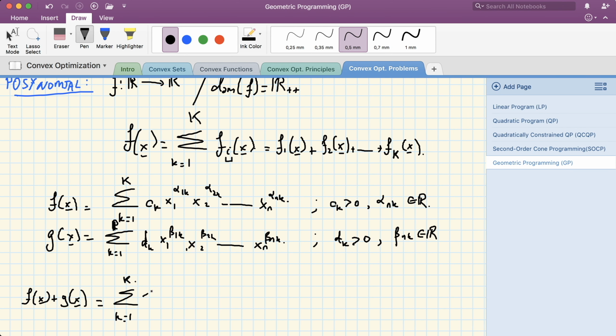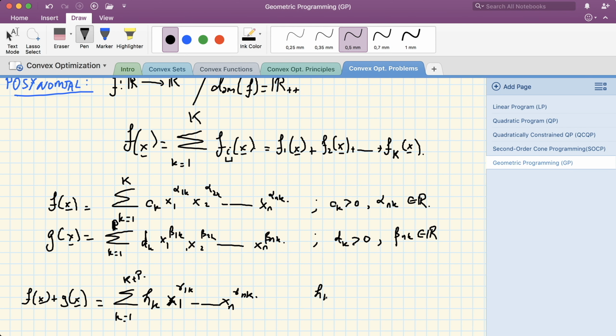Let's say here I've got an hk, x1 to the power, I don't know, let's call it gamma 1k, down to xn gamma nk. And since we could write it in this form, then the sum of two polynomials is again a polynomial. And here we're going to have k plus p terms, where let's say ordering doesn't matter.